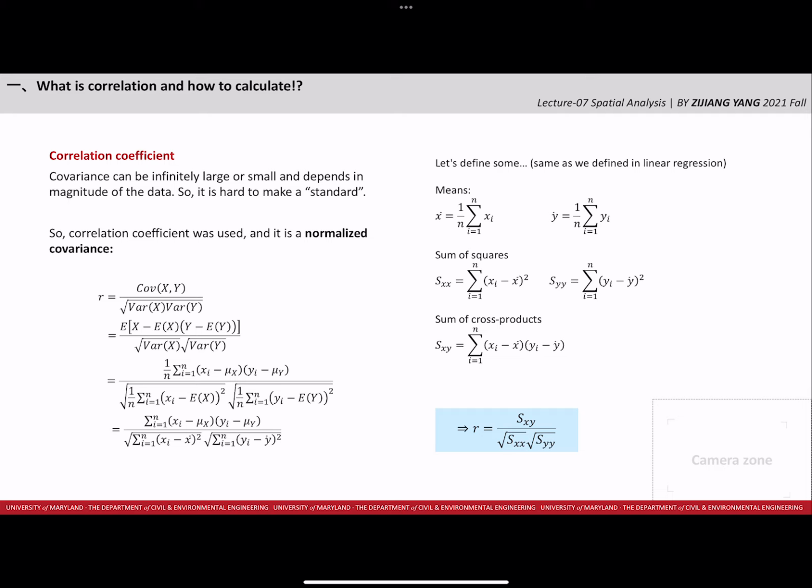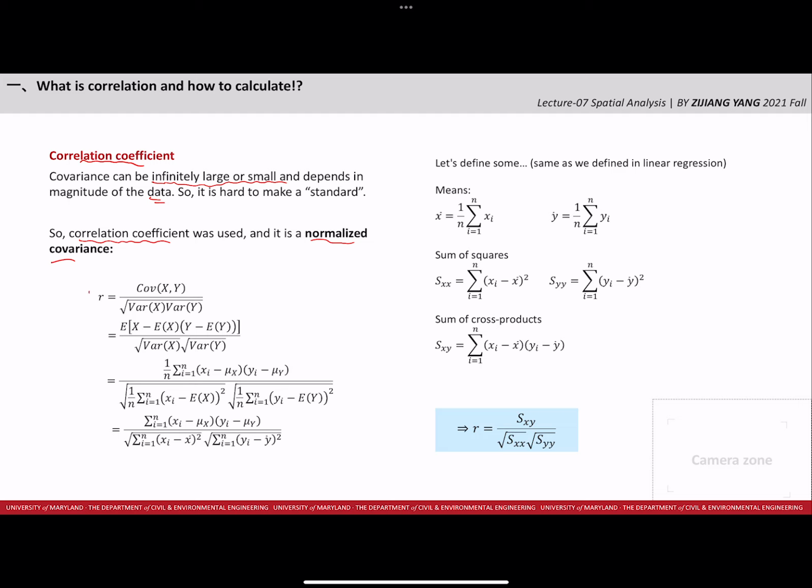Okay. Let's look at another parameter, that is the correlation coefficient. I think you guys are more familiar with this one. Because covariance can be infinitely large or small, and it depends on the magnitude of the data, it is hard to make a standard, or hard to compare data from different places, or to do cross comparison. We can introduce the correlation coefficient as a normalized covariance.